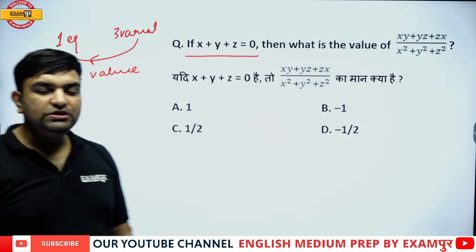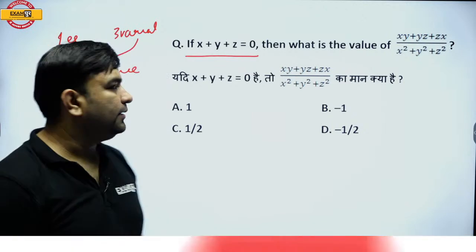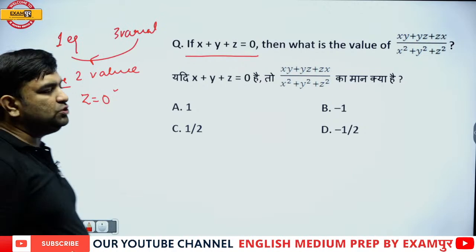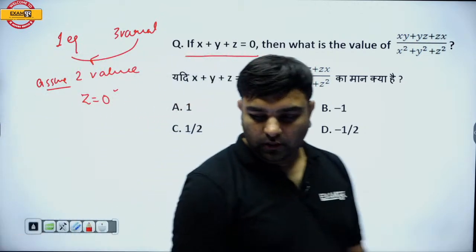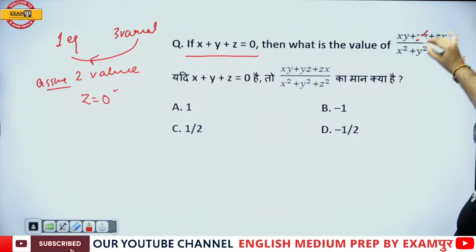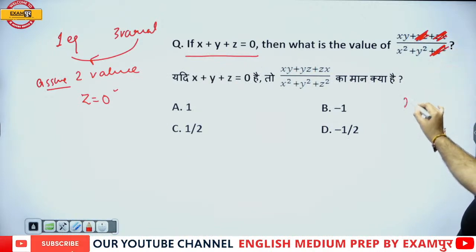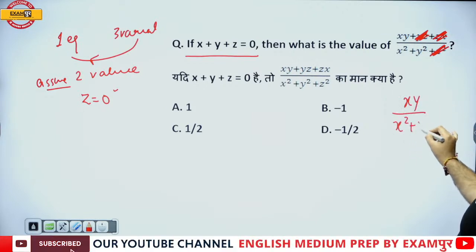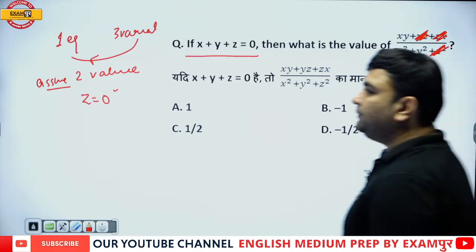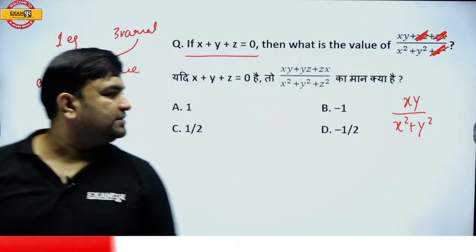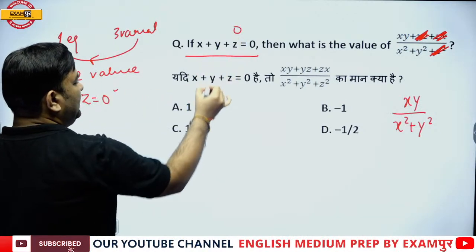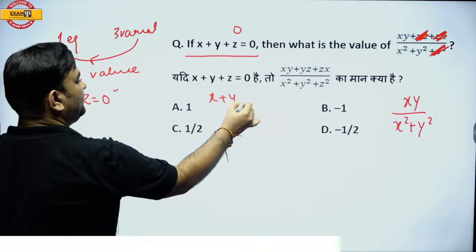Assume with care. First I am assuming z is equal to 0. So this will become 0. My question is only x square plus xy upon x square plus y square. And the given equation is x plus y is 0.